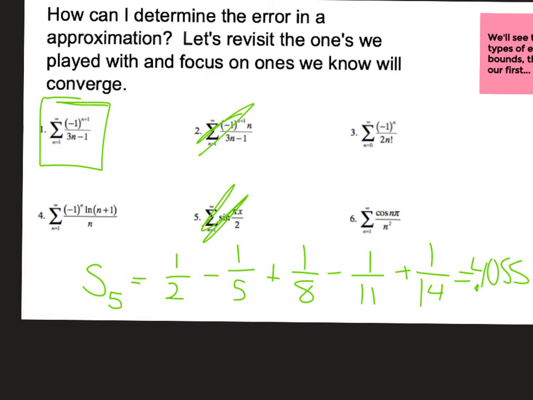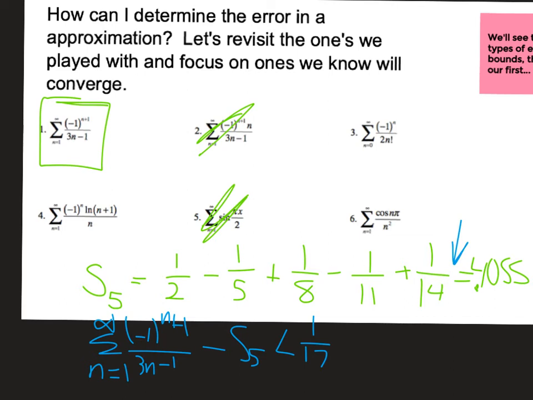So here's what I want to tell you. The whole sum minus the partial sum, minus S5, is less than the first thing I don't pay attention to, so 1/17, because that's the next term.